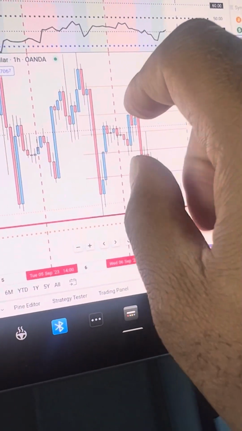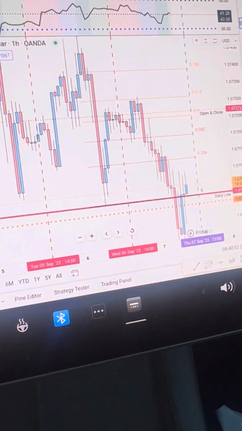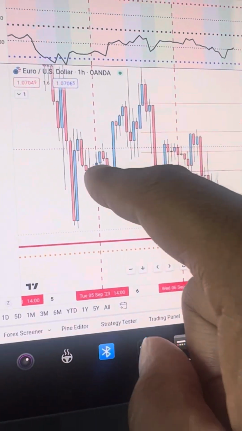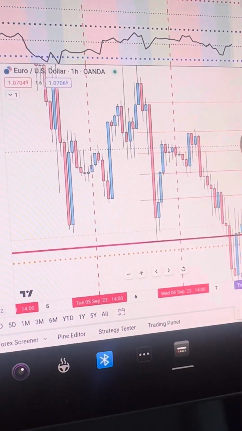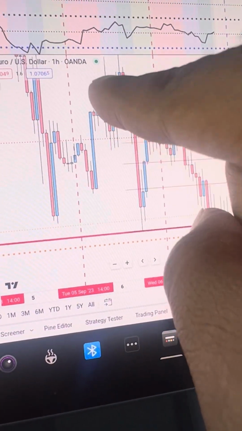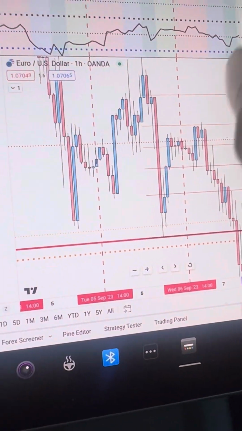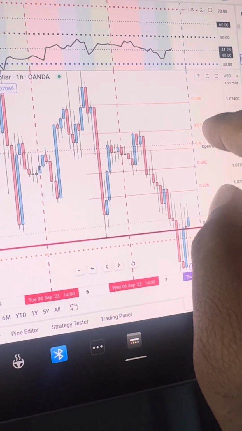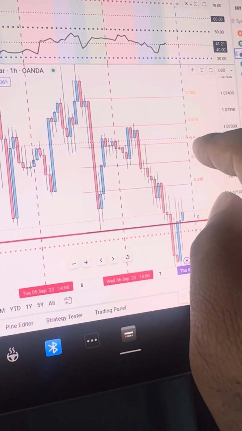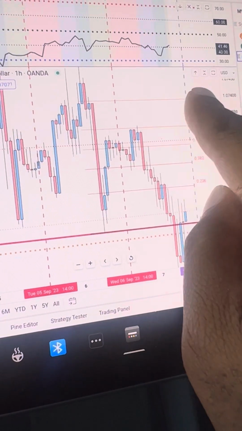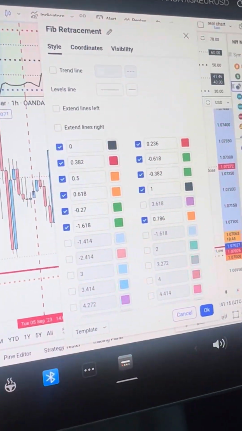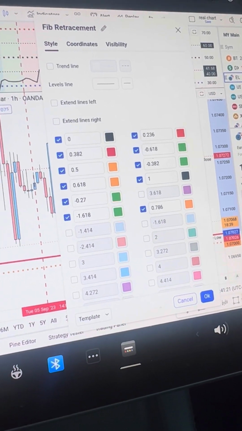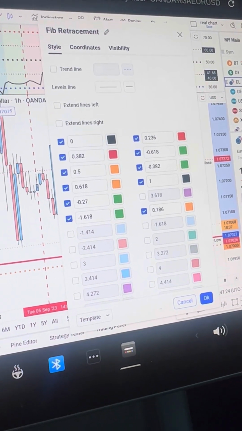So what I've been learning lately is what you call change of character and break of structure. So we look for change of character and break of structure, or patterns like head and shoulders, right? Or M patterns, right? You look for these types of patterns at these types of levels, and those are the golden zones on the Fibonacci, the 618 and the 50%, right? So now you can come over here and copy all of my settings, guys. So I have the 382, I have the 50%, the 618, the negative 27, the negative 1.618.